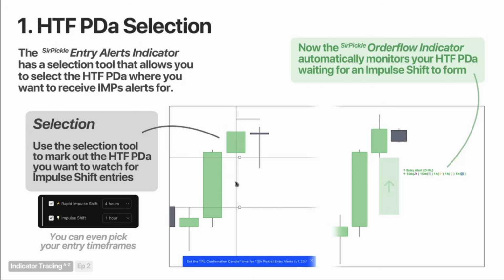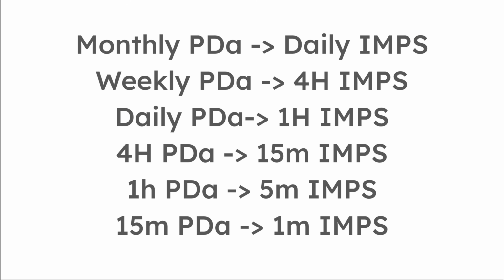You can even pick your entry timeframes. You can modify it. It is auto-selected to the proper timeframe alignment. So just to recap that real quick in case you have no idea what it is. From a monthly level, you're looking for a daily impulse shift. From a weekly level, you're looking for a 4-hour impulse shift.